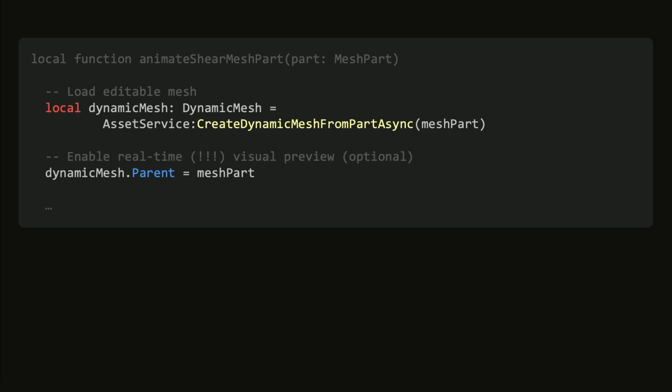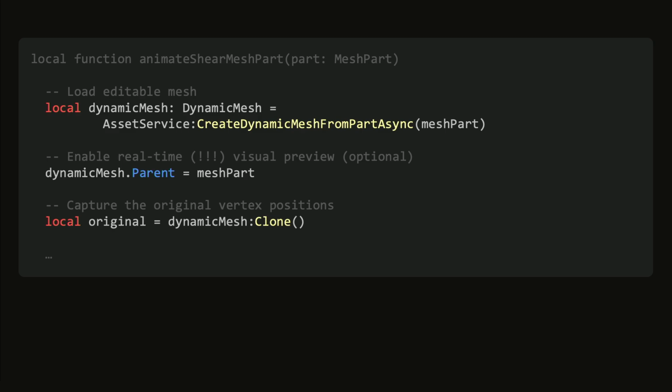So if you want to do something in the background and then just show the final thing, that's totally fine as well. But in this case, since I'm trying to animate that shear, I do want to put it underneath the mesh part. Okay, so now let's get to the animation part. Because I'm going to animate it, I want to take a snapshot of the original state of the mesh.